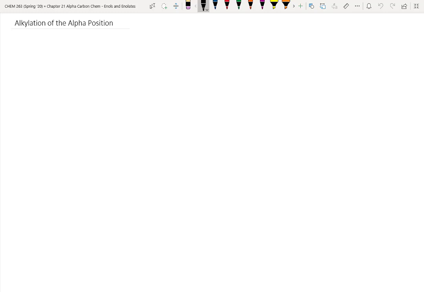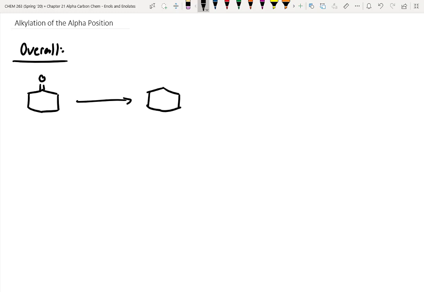Okay, so the next reaction we're going to cover regarding alpha chemistry is called alpha alkylation. And it's a pretty straightforward reaction. What it does is it takes that alpha carbon, meaning the carbon immediately adjacent to some sort of carbonyl, and we add some sort of hydrocarbon to it. So what I mean by that is this alpha position ends up having some sort of sp3 hybridized carbon.